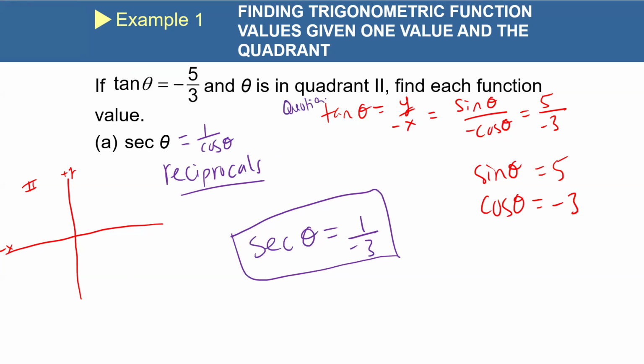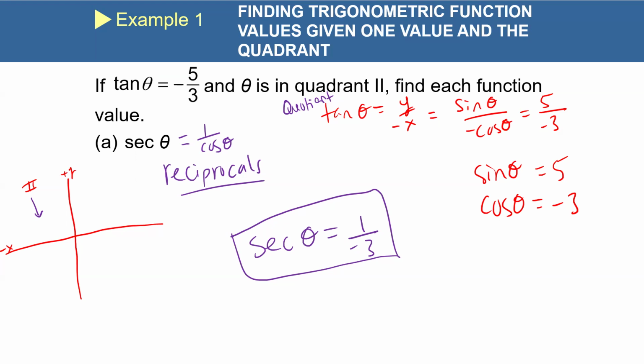Why is cosine negative? Because it's in quadrant 2, and in quadrant 2, that's where your x is negative. If I had sine of theta equal to something, it would have been positive. Only sine is positive in quadrant 2. Everything else has to be negative, okay? Only sine and cosecant are positive in quadrant 2. Everything else is automatically negative.